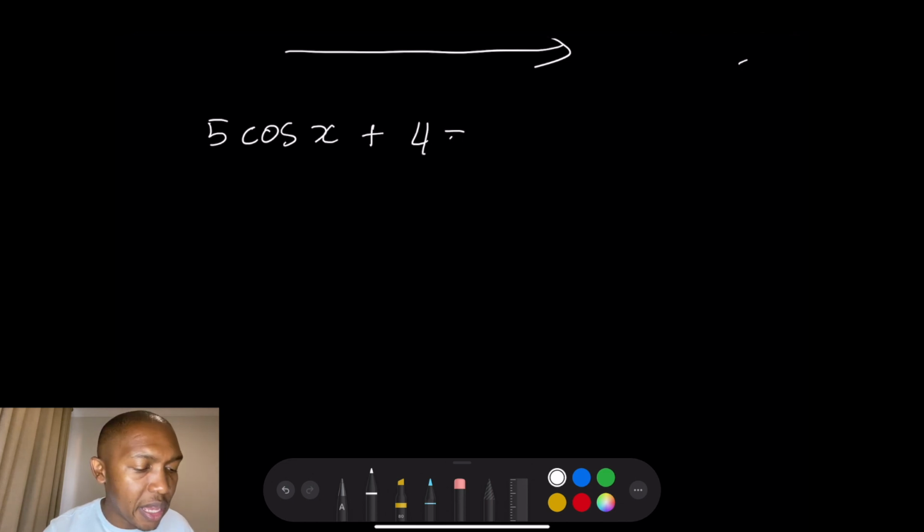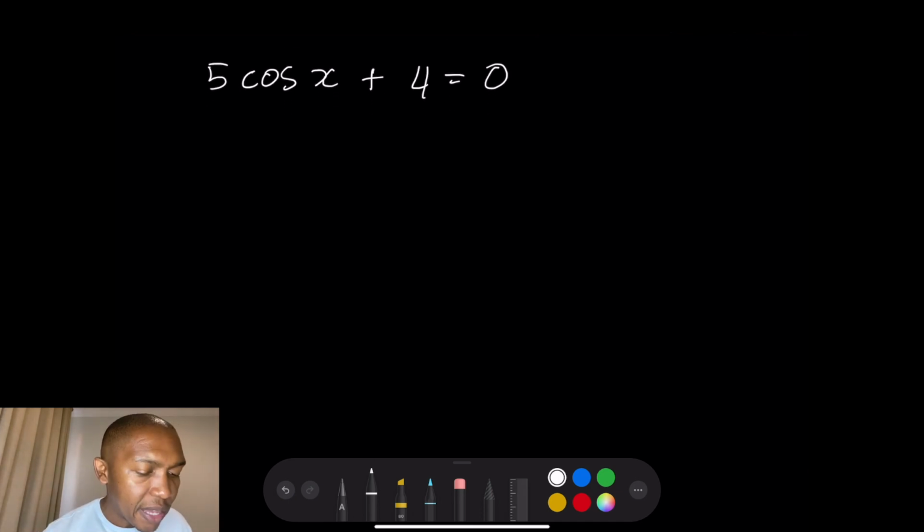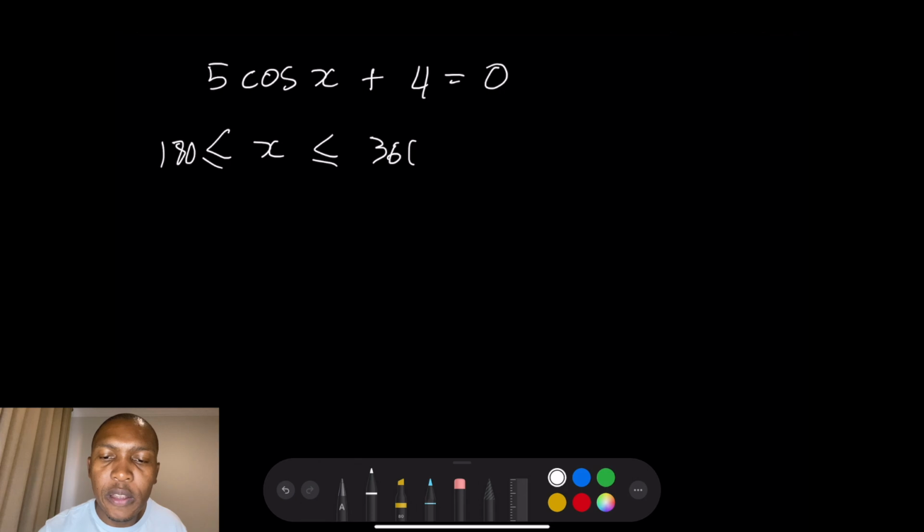If you take 5 cos x plus 4 is equal to 0. Okay, so this is the expression that we have, without the use of a calculator, right? And x is greater than 180 and less than 360, okay?